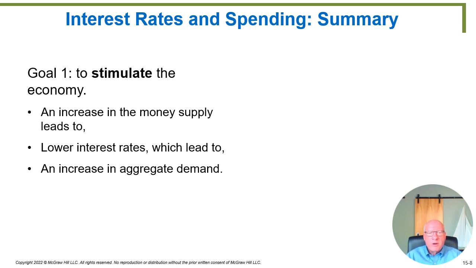So here's our summary. To stimulate the economy, let's increase the money supply. That leads to lower interest rates. That leads to increased investment. That leads to an increase in aggregate demand. That would be a method for stimulating the economy. And of course, we'll do the exact same thing in reverse. We're just not going to bother saying it because you could simply work it in the opposite direction. So let's move on to the next set of slides.